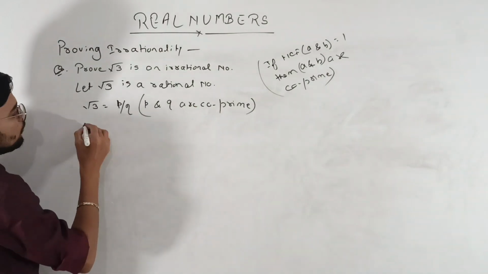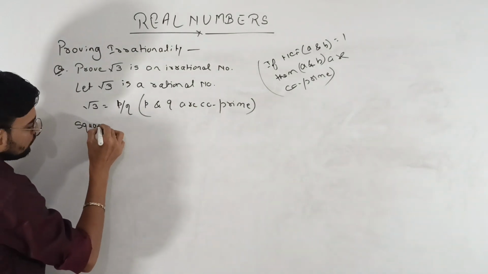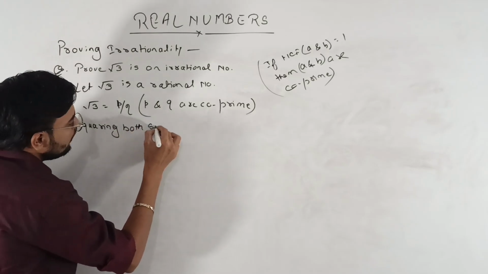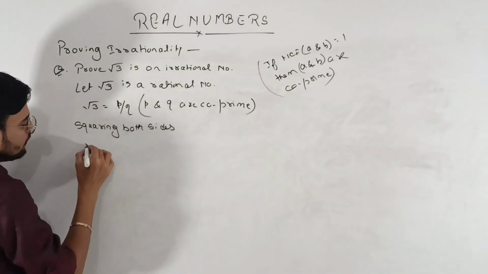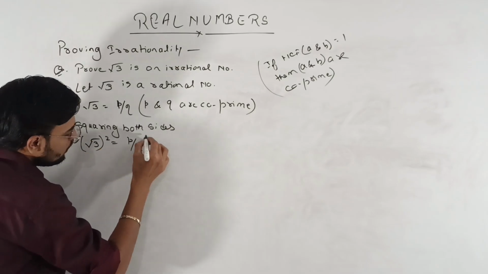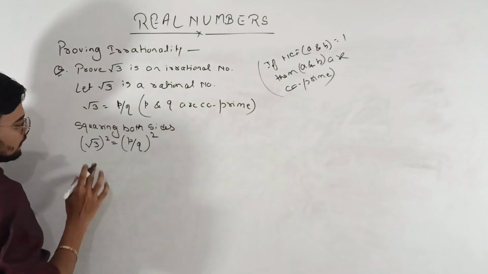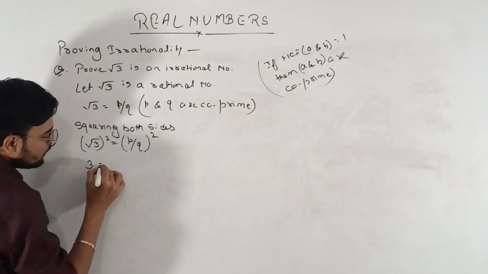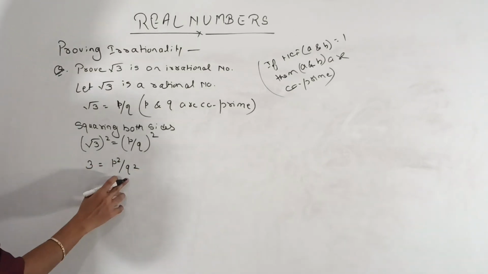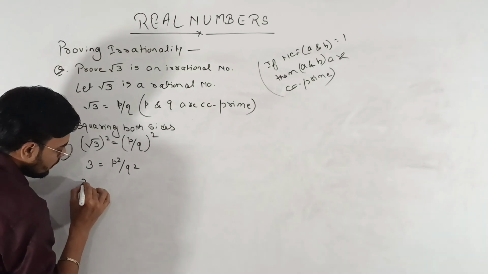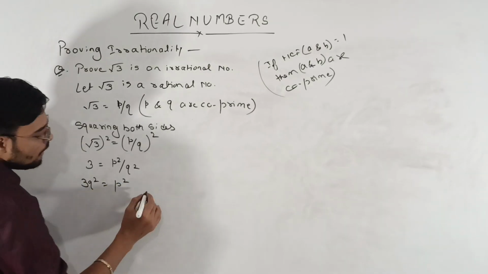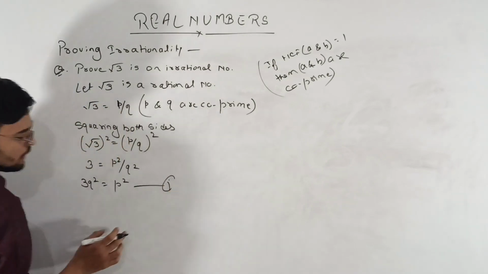Now the next step is squaring both sides. Then root 3 squared equals p upon q squared. Now root 3 squared is 3, equals p squared upon q squared. Now from this, q squared goes to that side, then this will become 3q squared equals p squared. Understood? Now this is our equation first.